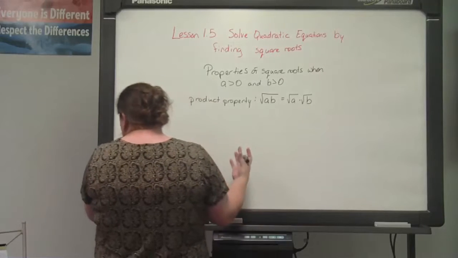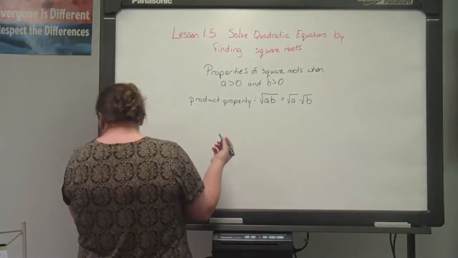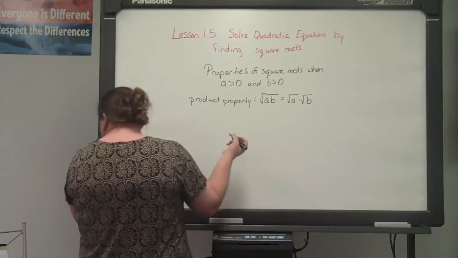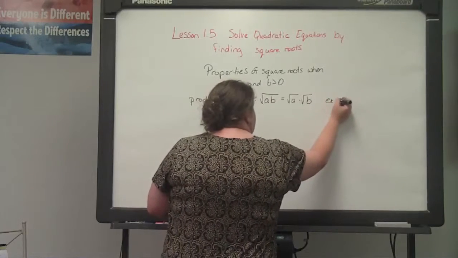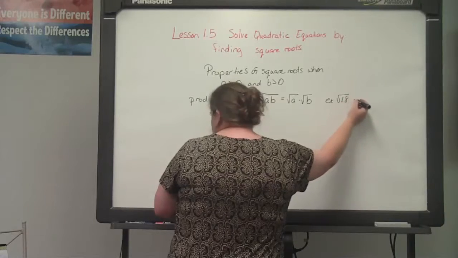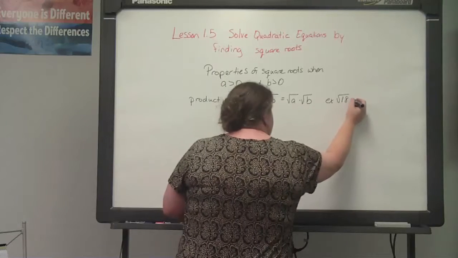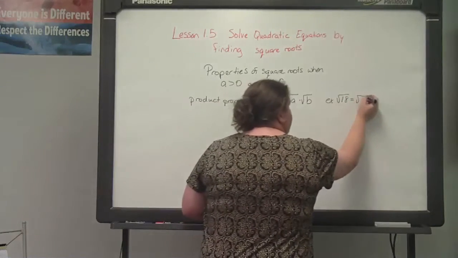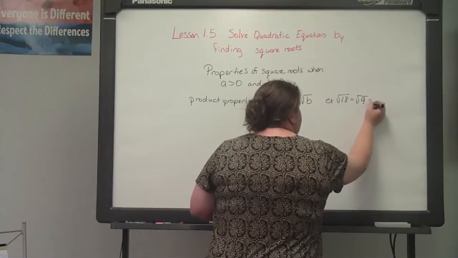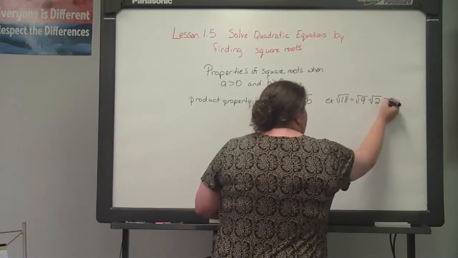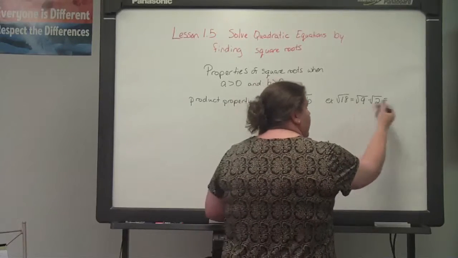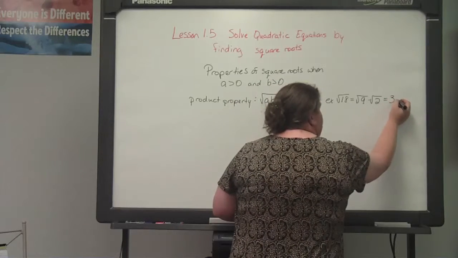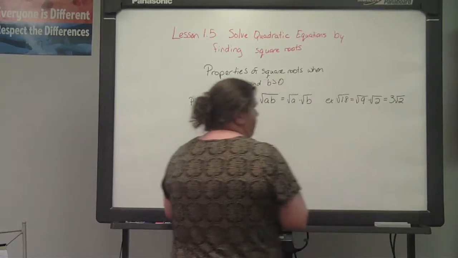Now, for an example, we can say the square root of 18 equals the square root of 9 times the square root of 2, which is equal to, the square root of 9 gives us 3, and so we have 3 square root 2 as your answer.